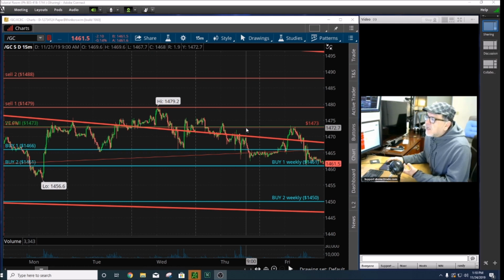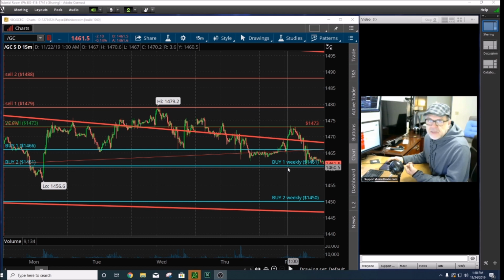So the market closing below that average price is coming in with a little bit of a bearish indication. The buy one level at the extreme below the mean is at 1466. The buy two level is at 1461. This is for the daily numbers. And the market closed roughly around 1461.50. We're looking basically at the daily continuation chart.